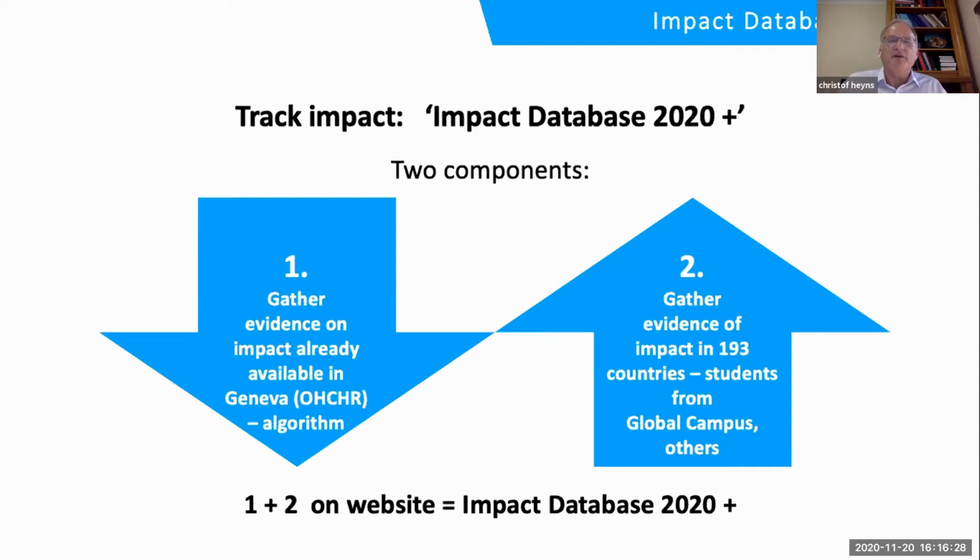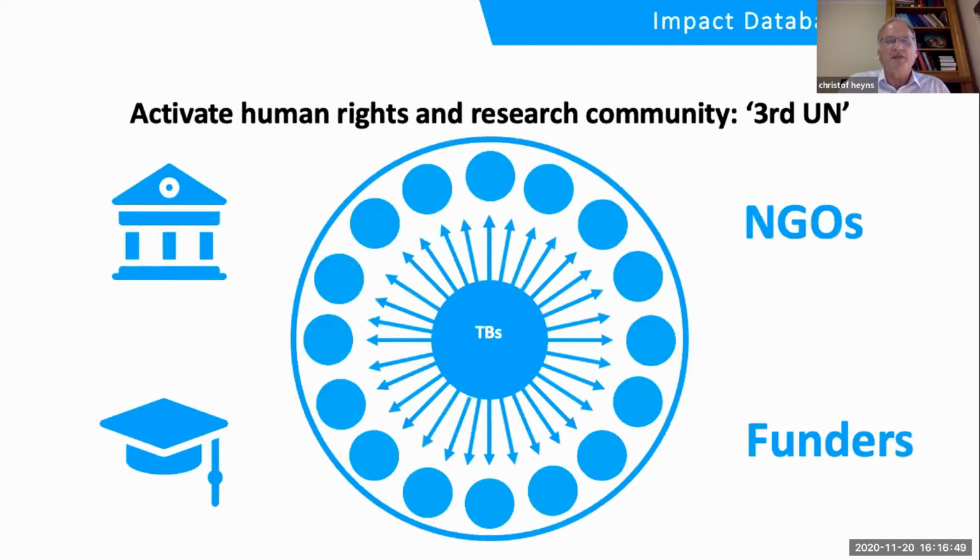The other one is the bottom-up, and that is to gather evidence of impact in all the countries, and for that purpose to use students, for example, students from the global campus, and Manfred and Veronica will talk about that. The other universities are involved as well. So the idea is to put the top-down and the bottom-up approach together on a website, and that's the impact database. And then, of course, once that is there, is to activate the human rights research community, sometimes called the third UN. So the UN consists of states, and then the bureaucrats, and then the third UN, which is researchers, NGOs, and so forth as well, to actually use it.